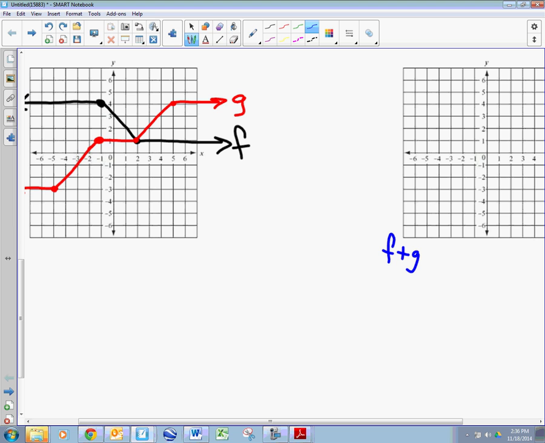What's the output of f? 4. What's the output of g? -3. Add those together, you get 1. Let's go to -5. What's the output of f? 4. What's the output of g? -3. Add them together, you get.